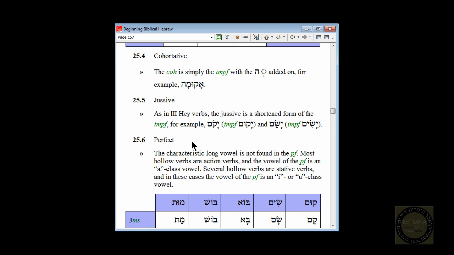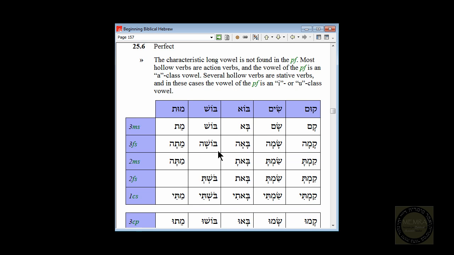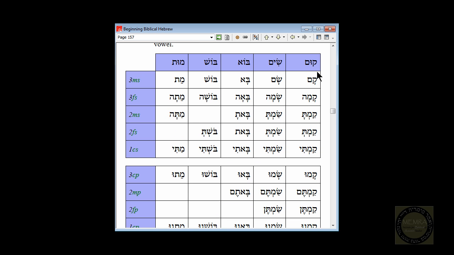So I think you'll be able to pick this out, what I'm going to show you here. In the perfect forms, you don't have the long vowel. If you look here at the chart, we've got kum, sim, bo, bosh, mut. These are all hollow verbs, and you'll notice that we don't have the long vowel in any of the perfect forms, but all the perfect suffixes are the same. Okay, they're not going to change, and you already know them by heart.